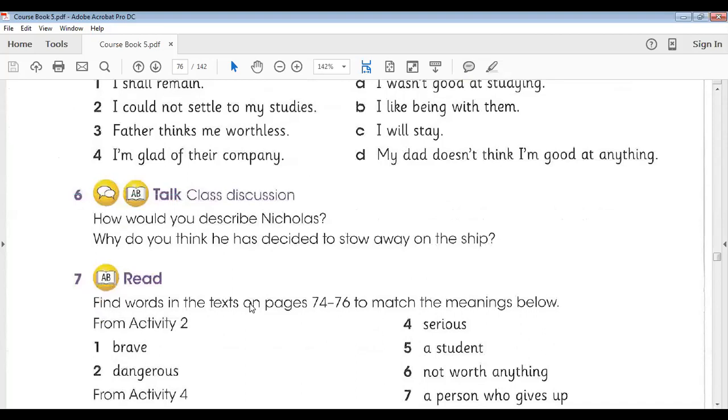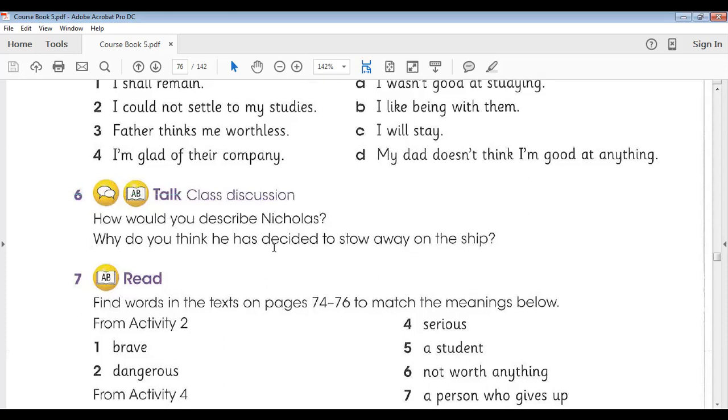After that, we discussed the verbal activity, class discussion. How would you describe Nicholas? Some of the students described Nicholas as an unfortunate boy, and he made some wrong decisions. On some points, he was mistaken, and also he was misjudged, misunderstood by his father. Most of the students think that he deserves sympathy, and Nicholas was basically a good person.